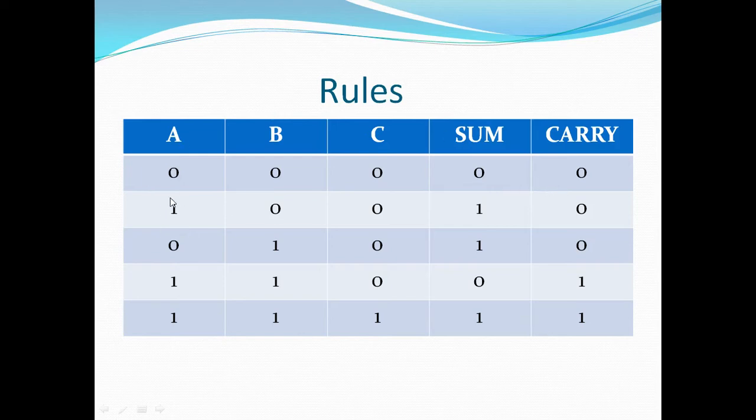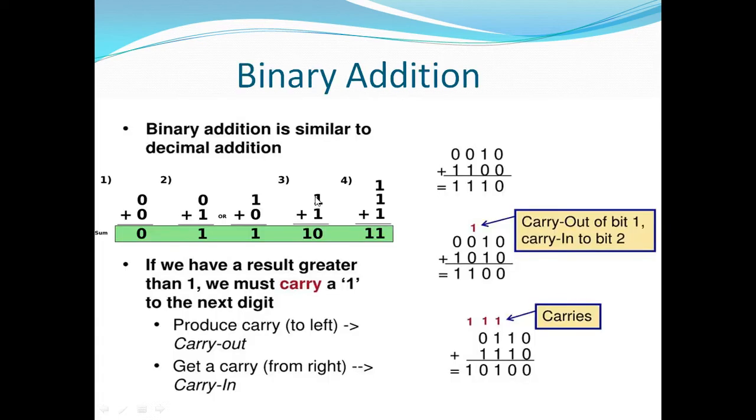If we add a single bit 1 with any number of zeros, the sum is always 1 and carry is 0. When we are adding two ones together, no matter how many zeros we have, the sum is always 0 and carry is 1. We take 0 as the sum and the 1 is carried over to the next term.